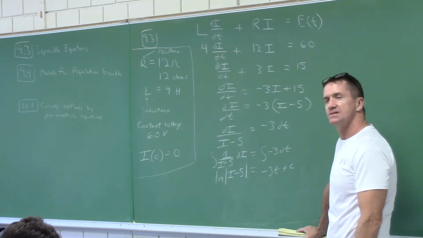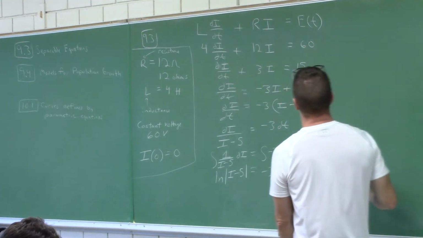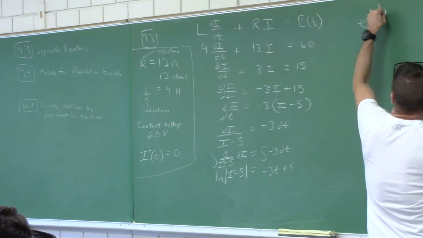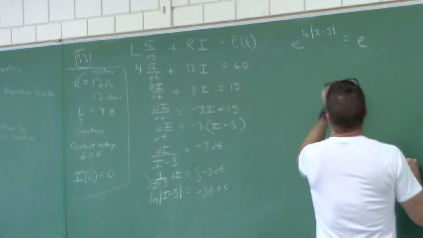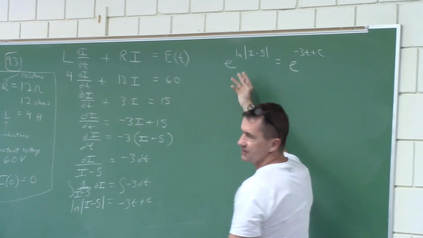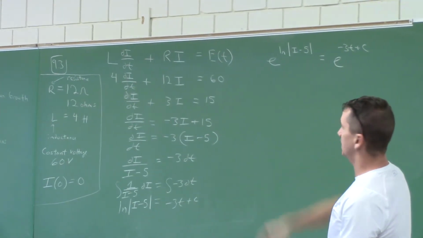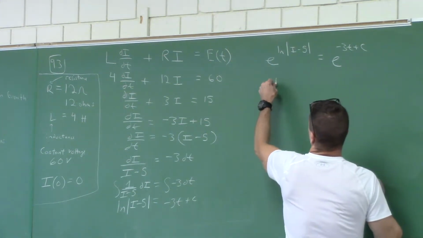What do you do next? Raise it to e. Yes! e raised to the left side, e raised to the right side. So I'm going to e to the natural log of I minus 5 equals e raised to the negative 3t plus C. This seems to happen on a few of these problems in this section. Happens a lot with circuits here. Well, that just becomes I minus 5.